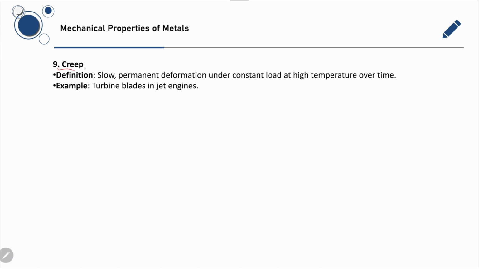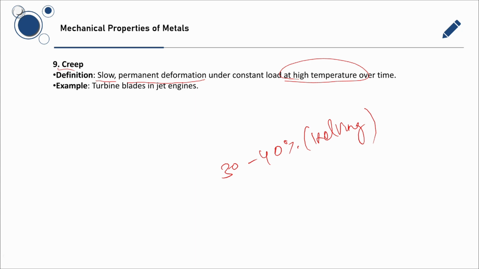The next topic is creep. Creep means time dependent, slow, permanent deformation that occurs when a metal is held under a constant load at high temperature. It keeps straining even though the stress does not change. Typically this happens at about 30 to 40% of the metal's melting temperature in Kelvin. Long service at heat, hours to years, makes creep a governing failure mode.